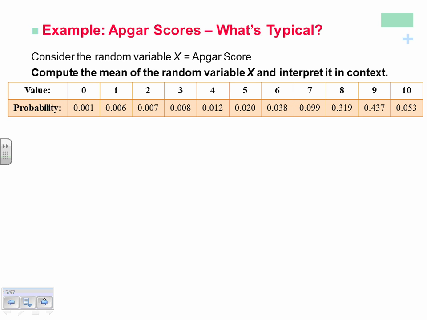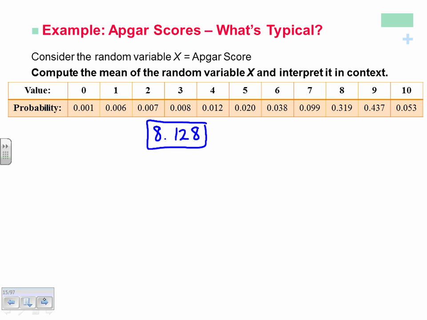So let's do this one. Consider this APGAR score again. Here are all the probabilities, and it wants you to find the mean, and then interpret it in context. So see if you can go ahead and find the mean of that. You can do it by hand, or you could put it in the calculator with a list. I don't care. And see what you get. This is what I got. Let me know how you did.